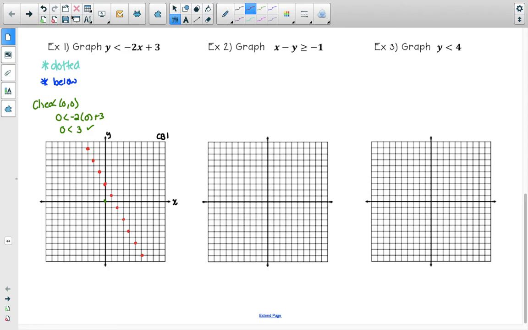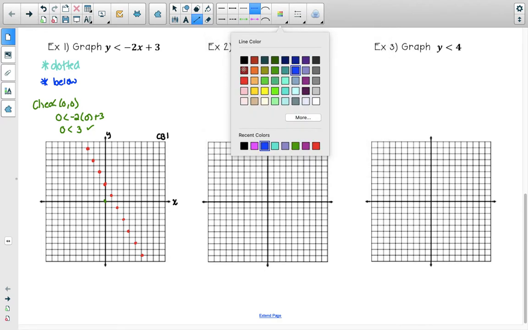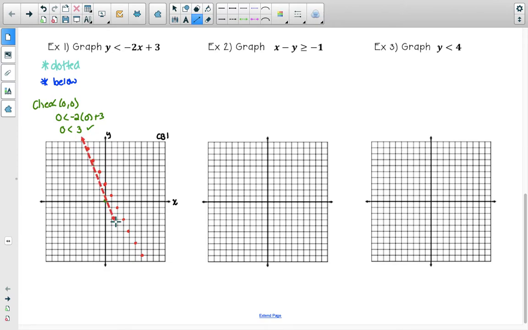So this will be a dotted line. So I'll do a dotted line. Change this to red. And I will connect my coordinates into a dotted line. And now it says that we want to shade below. Now if I look back at this and I take any point on this line and I shade below, that means below the line, I go down. And it did shade towards that 0, 0 that I marked.